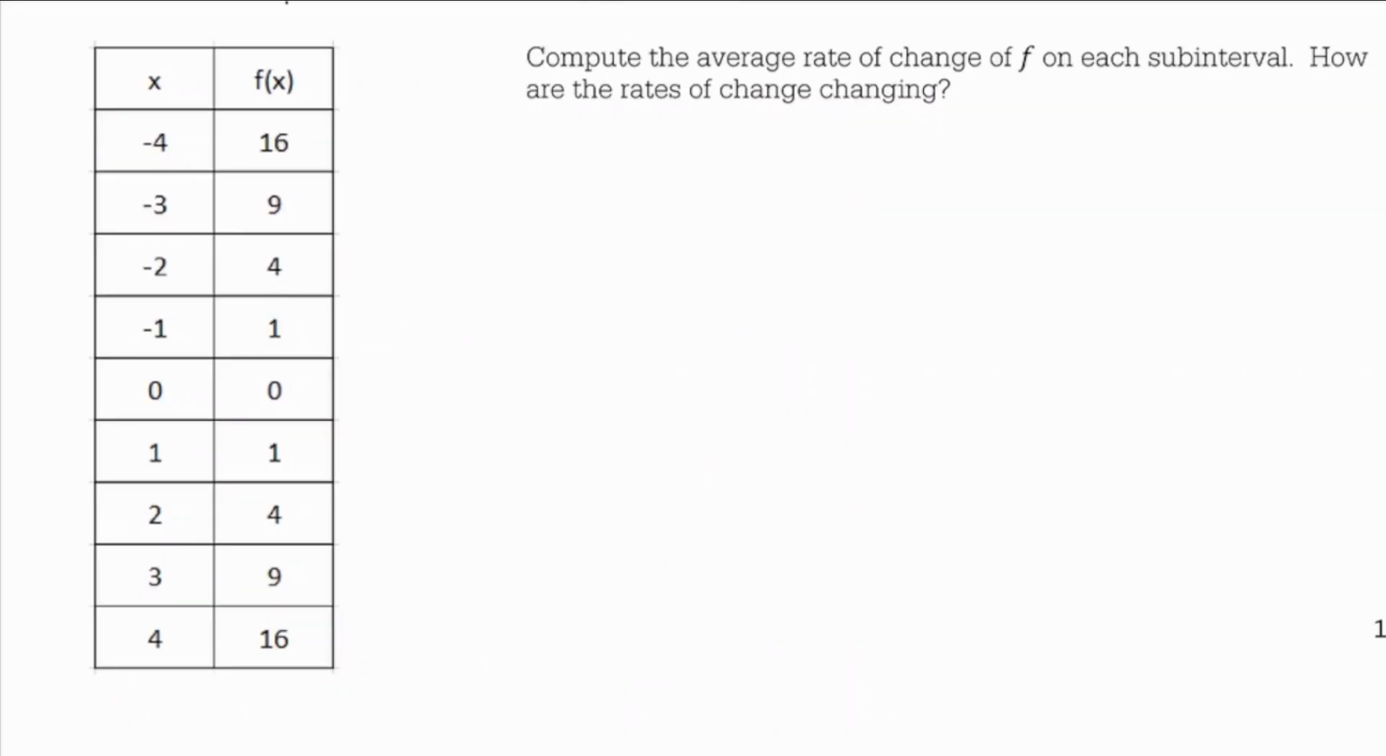All right, now we're going to look at the table of values for this function and compute the average rate of change of f on each subinterval. And just to remind you, this is one of the key things from the last video: the average rate of change of f on the interval a to b is given by f of b minus f of a over b minus a. It's just rise over run, like we've done in other classes before.